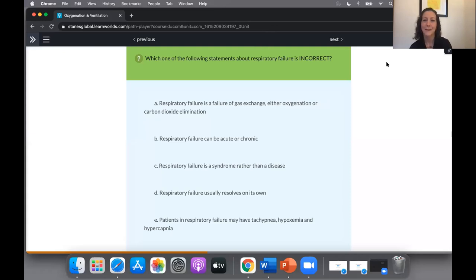Whoa, everybody agrees. Respiratory failure does not resolve on its own. A patient in respiratory failure needs your help. Very good. But if D is incorrect, that means all these other answers are correct.